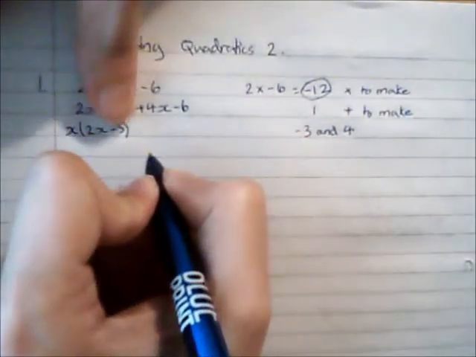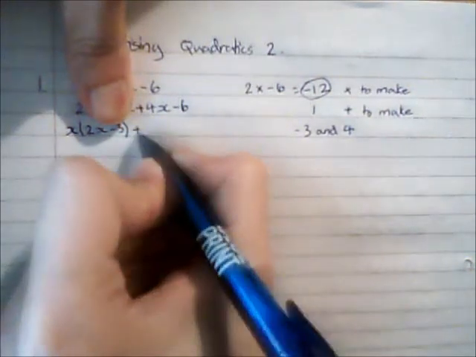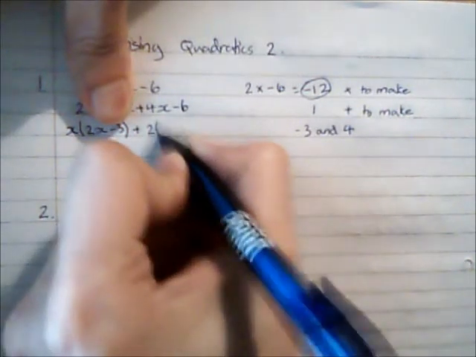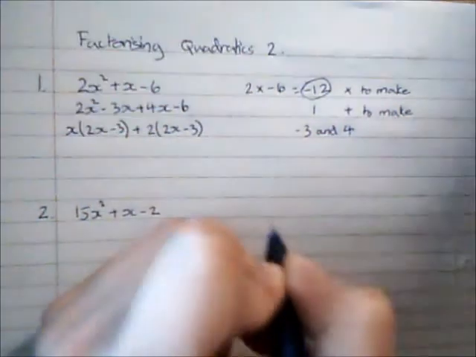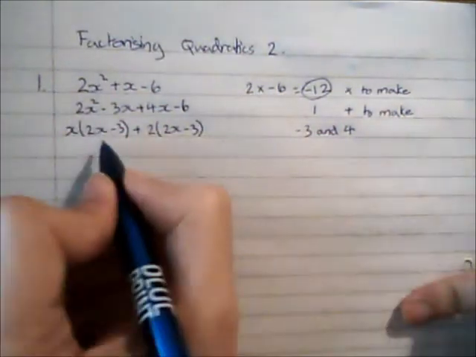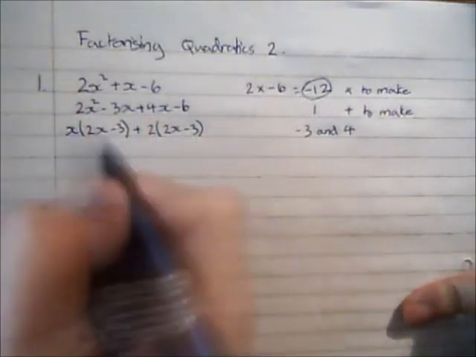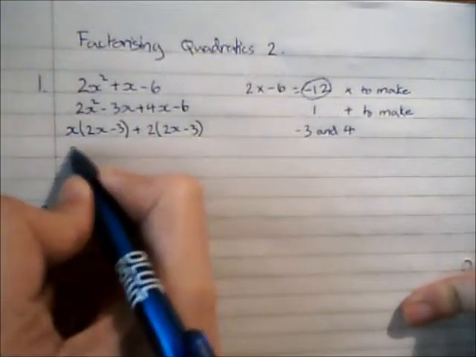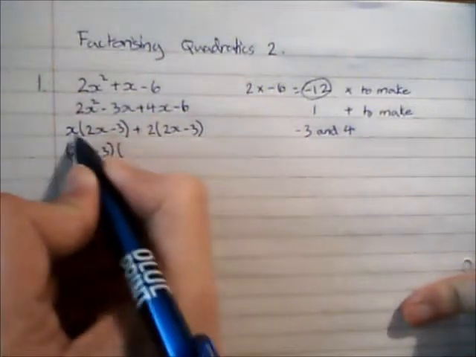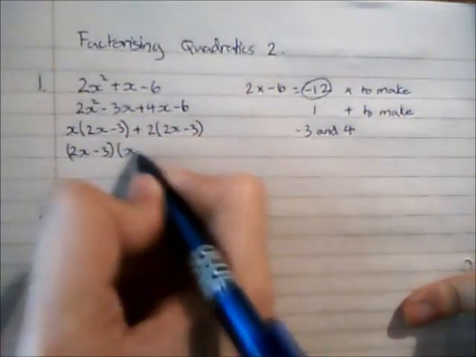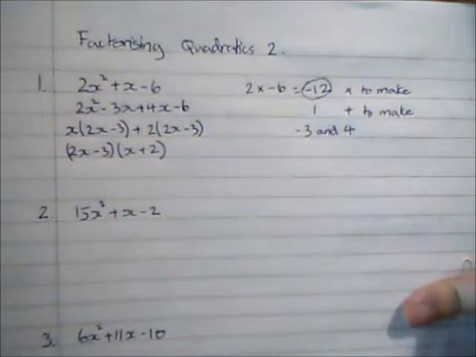And I'm going to do exactly the same for the next bit. So I have 2 as a common factor, and then again 2x minus 3 in the bracket. Then I can see that this bracket is common in both of these terms, 2x minus 3, and that must be multiplied by x and 2. So that is my second bracket.